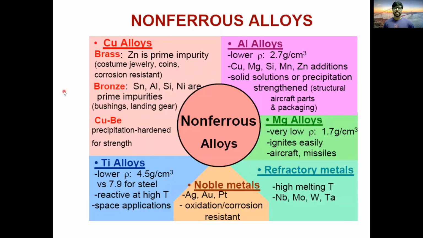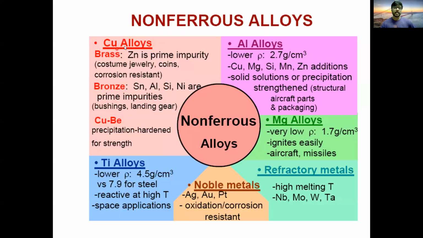So these are the non-ferrous alloys. Non-ferrous alloys contain a small amount of iron or no iron. The major portion of the alloy will be other metal elements like copper, aluminium, titanium, magnesium, and many other materials also, gold maybe.